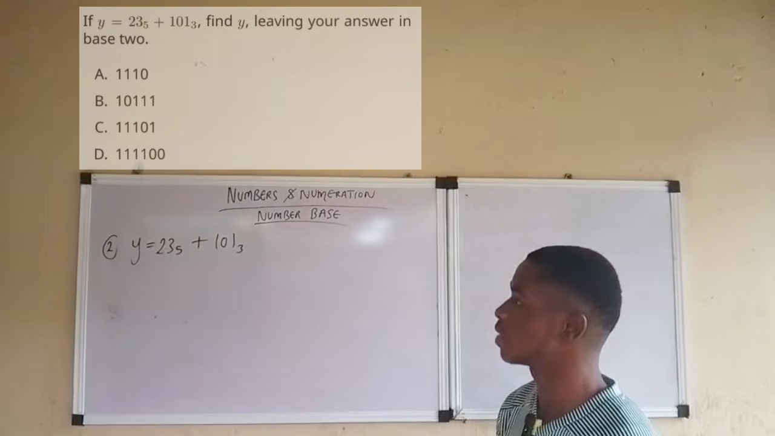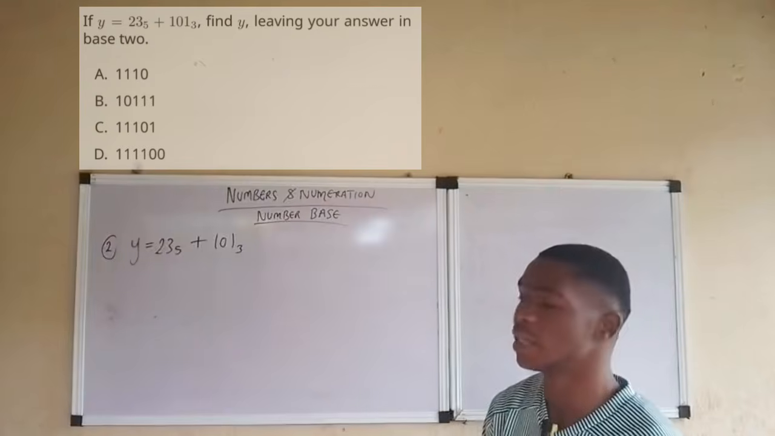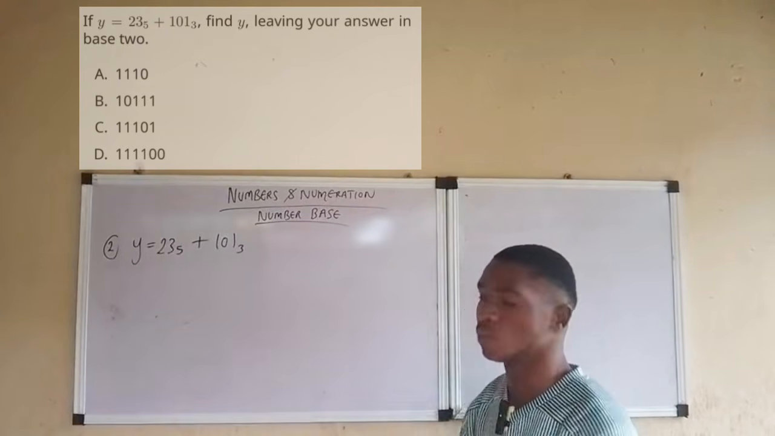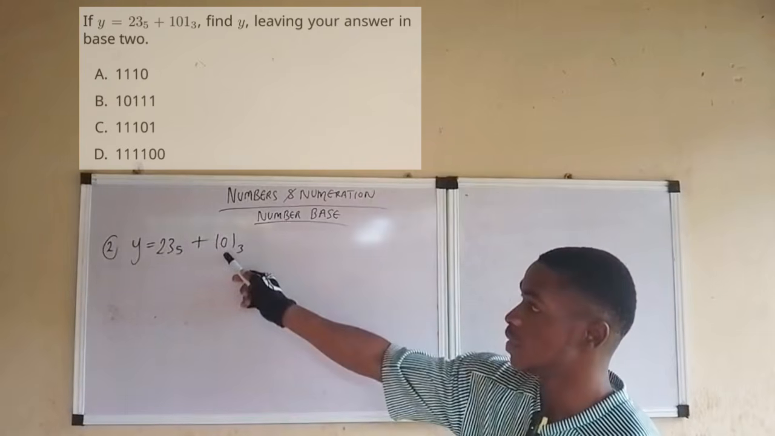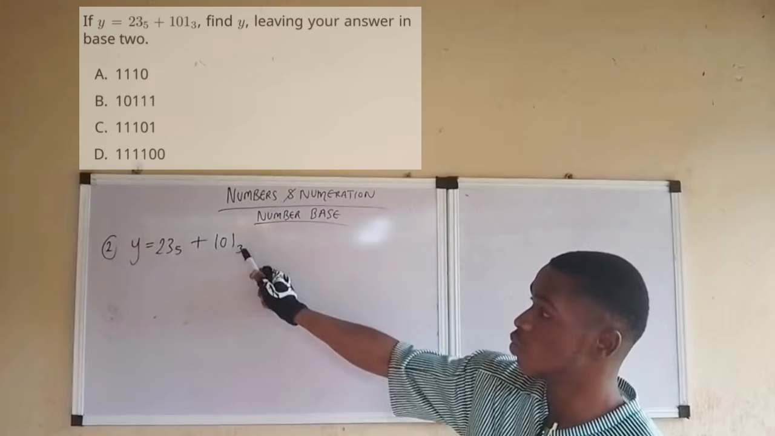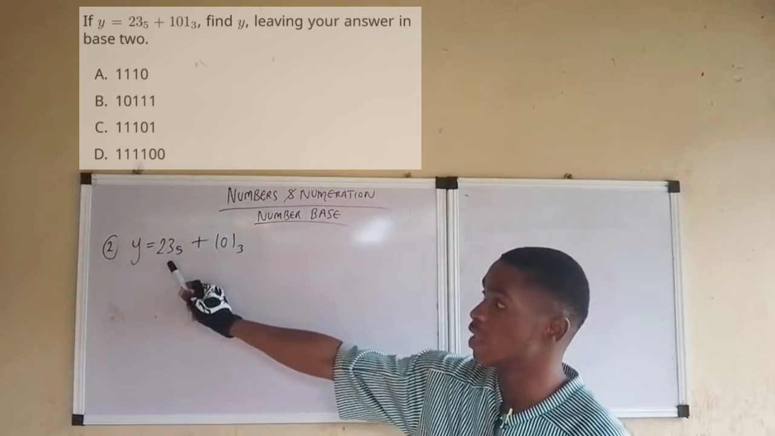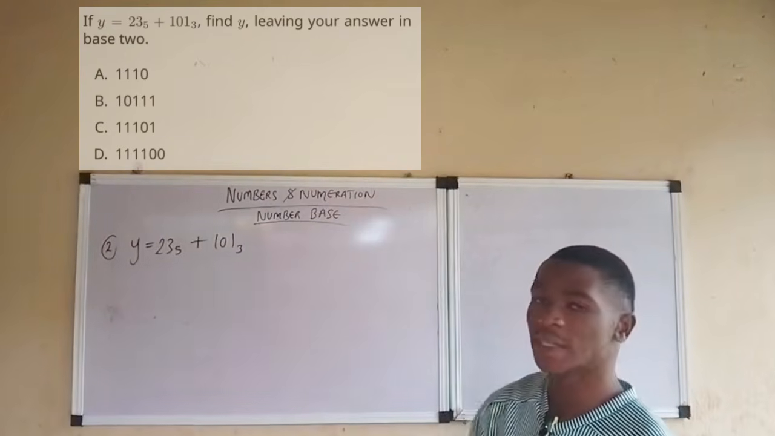Here in this aspect, we need to convert each of these numbers to base 10, and then from base 10, we'll convert it to base 2. But if this number was in base 2, for example, you don't need to convert it to base 10. You only need to focus on the others. Convert to base 10 first, then from base 10, convert to base 2. So this one is in base 3.